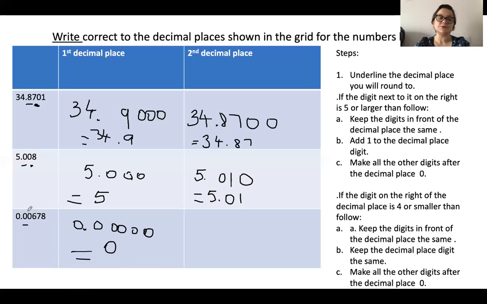Second decimal place, so it's going to be this one here. I'm going to put a little dot, second decimal place. Which means all the digits in front of it stay the same, 0.00. Now, let's have a look at the digit after the decimal place. Is it 6? Yes, it's bigger than 5. That means we add 1 to the second decimal place. So this 0 here becomes a 1. And all the rest of the digits become 0. So you have 1, 2, 3 more zeros to add. And then you see that this actually is the number 0.01, just like that, 0.01.